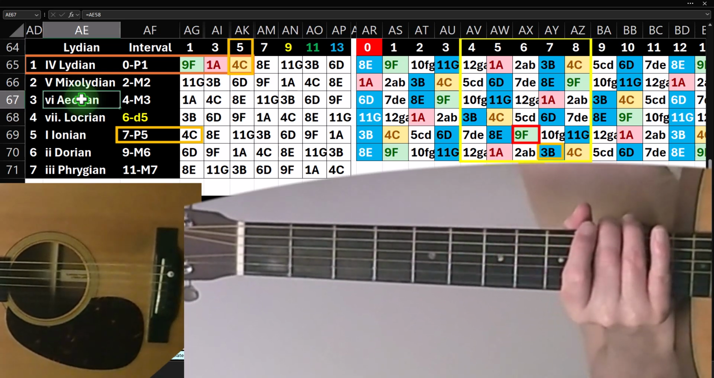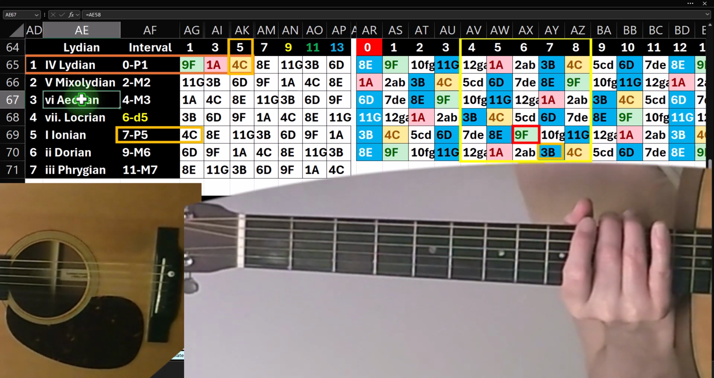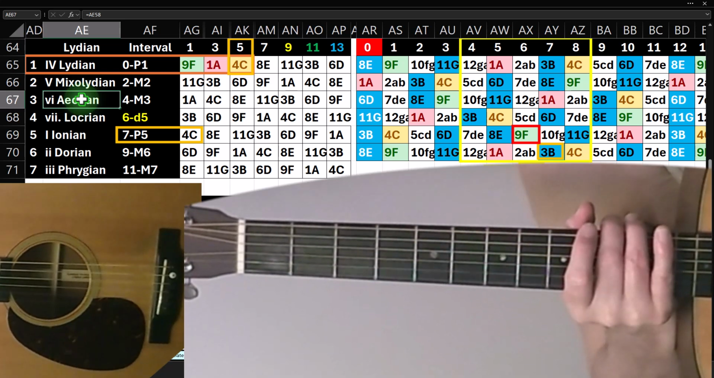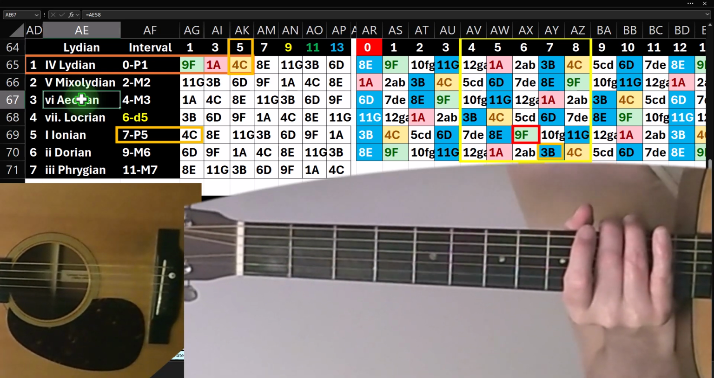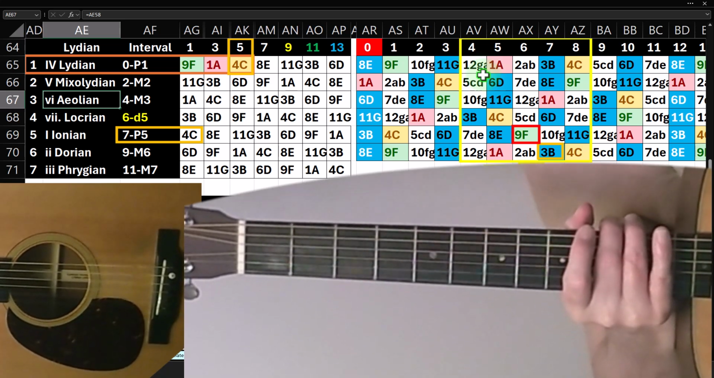Therefore, I can't easily go to a Lydian or to a Mixolydian because I don't know the chord constructions, even if I know the actual notes in the chord, because the notes are the same, right? So anyway, that's the general idea.